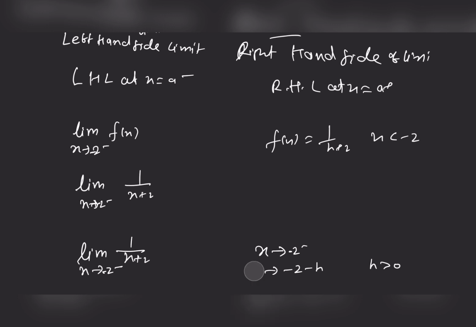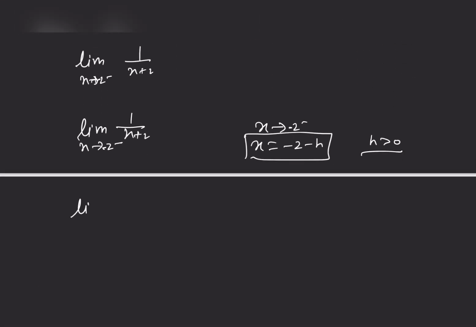So then here I have to write x equal to negative 2 minus h, where h is positive. Once I consider it, I have to change the limit. So here I can write, instead of x, h, so h goes to 0. Now we have to convert this function, which is in f of x, into the form of h. We have to write this function in terms of h.